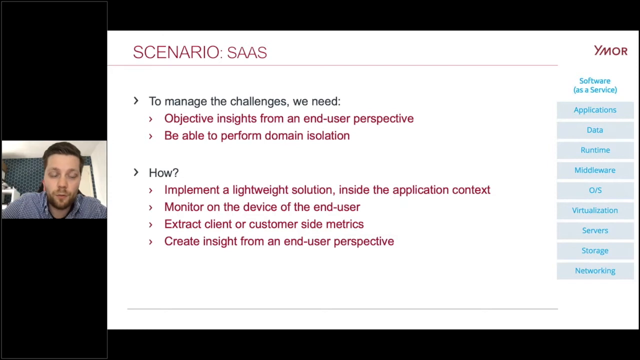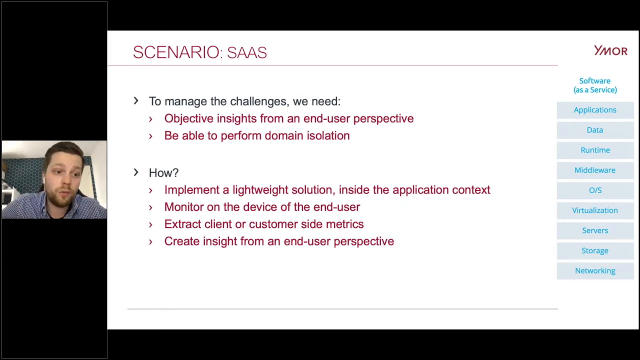Well, how would we do this? Our advice would be to implement a lightweight solution inside the application context, which is the top layer here. Monitor the information on the device of the end user. So for example, a lot of people are working on their own laptops or desktops from home, but we want to monitor from that starting point, because then we know exactly how the user experiences the response times. And the third point is extract the client or customer side metrics. So we are monitoring it from their side, and we are getting the metrics that are important for them. And finally, we'll create insight based on those metrics.